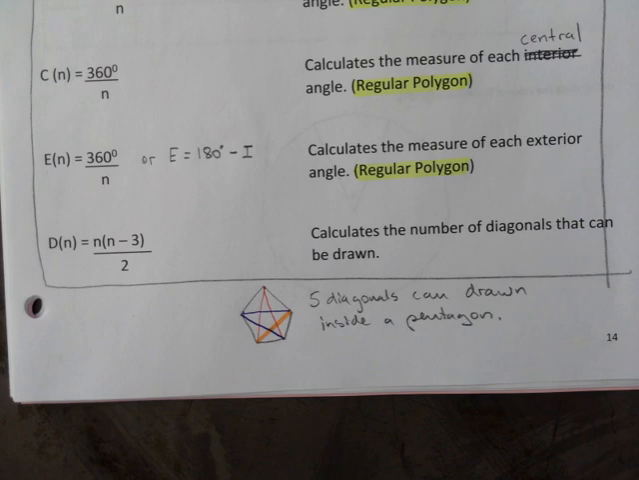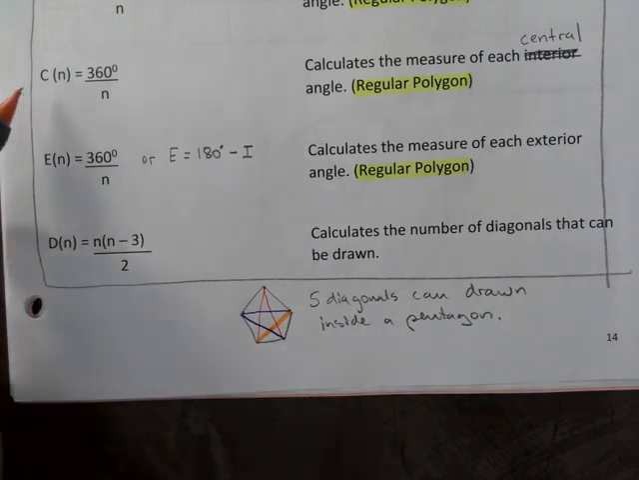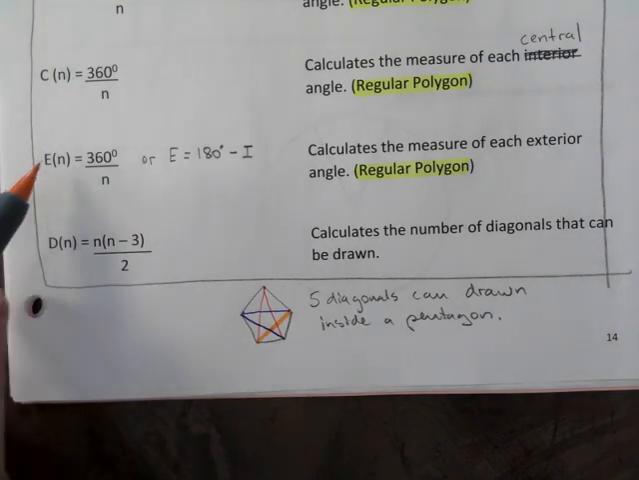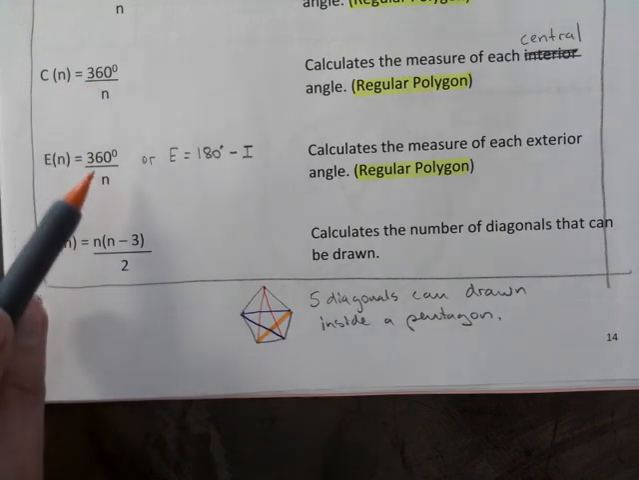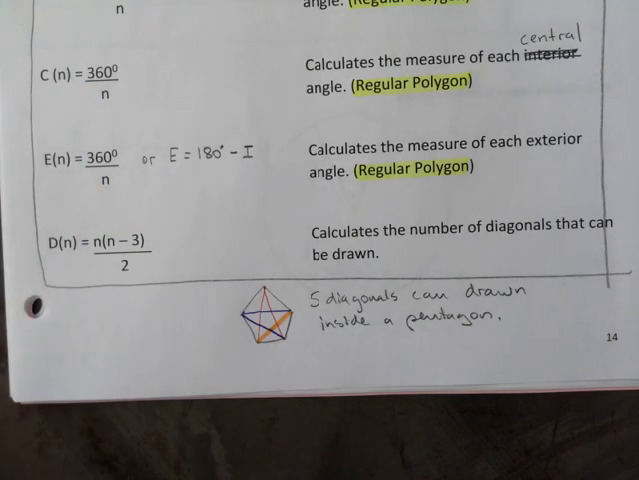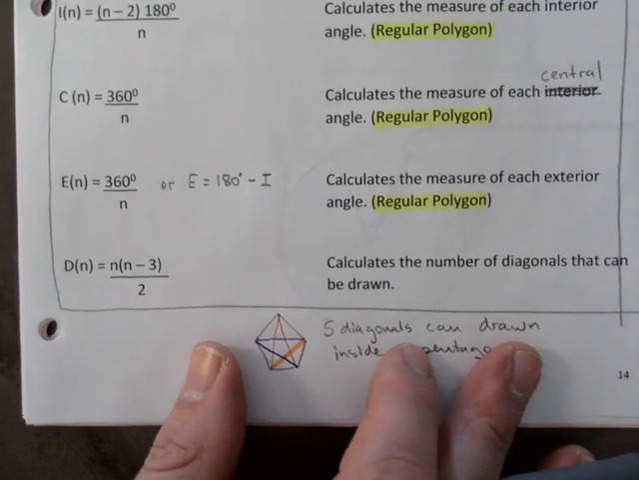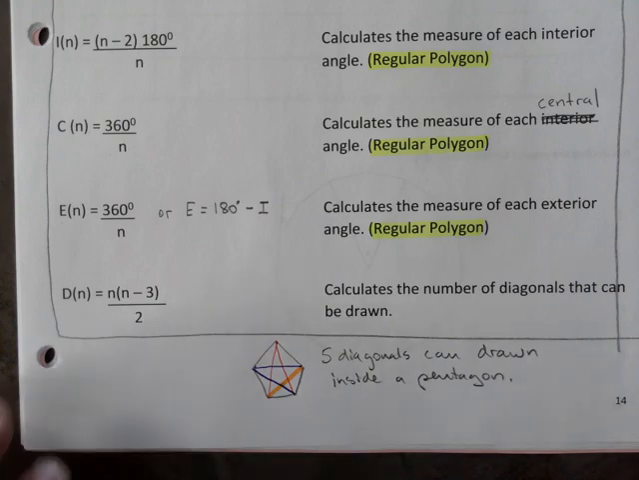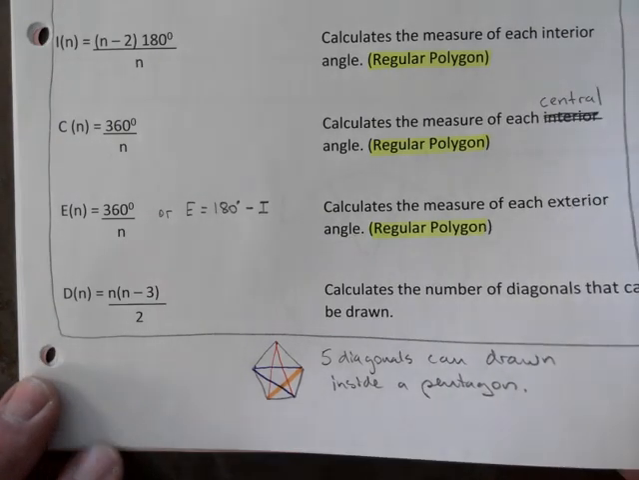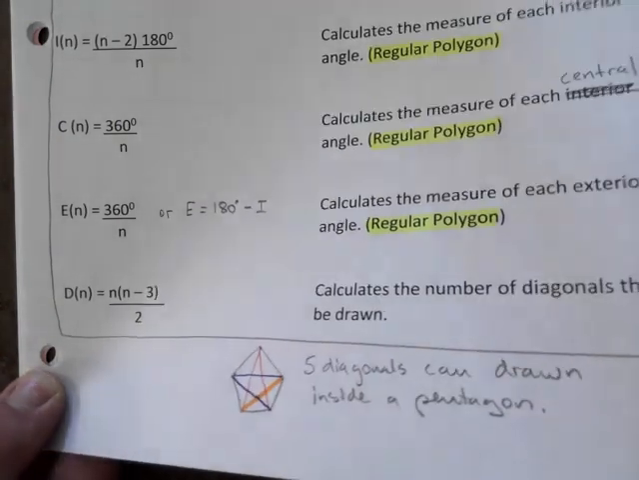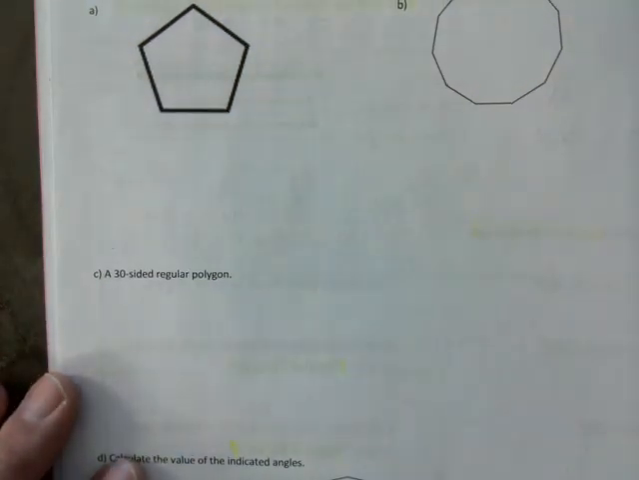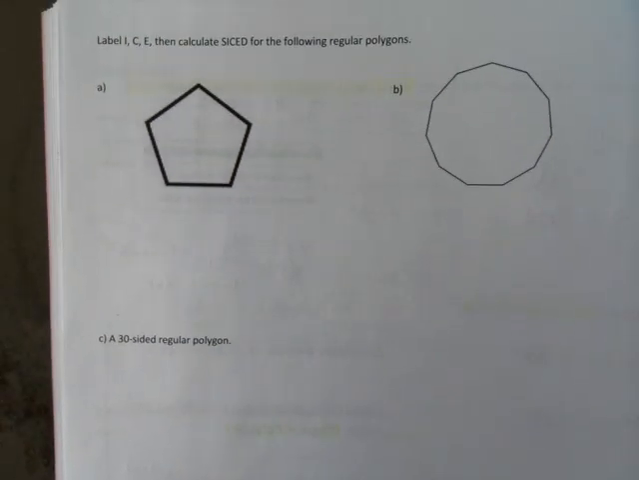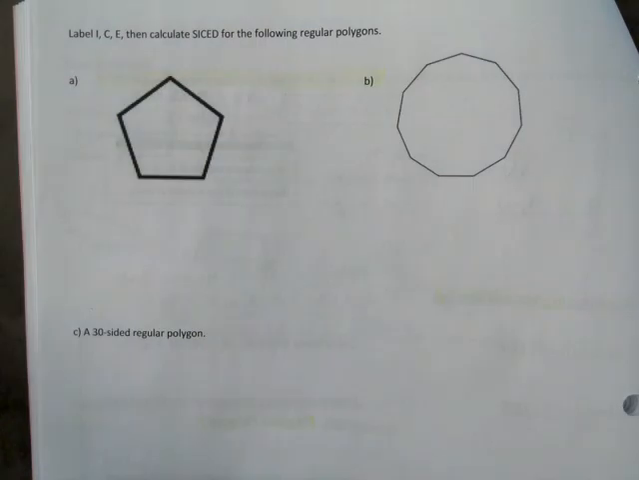You also notice that the central angle and the exterior angle have the exact same formula in a sense, right? So that's also something worth noting. So now we're going to put these to the test. Come with me. You kind of have to consider everything we've just learned on this page for the ones we're going to be doing here. This is on 15.